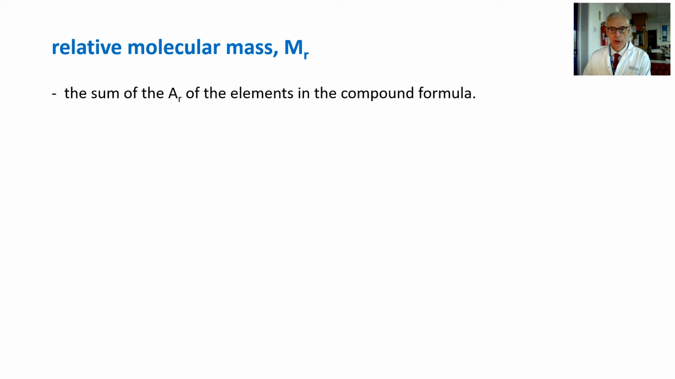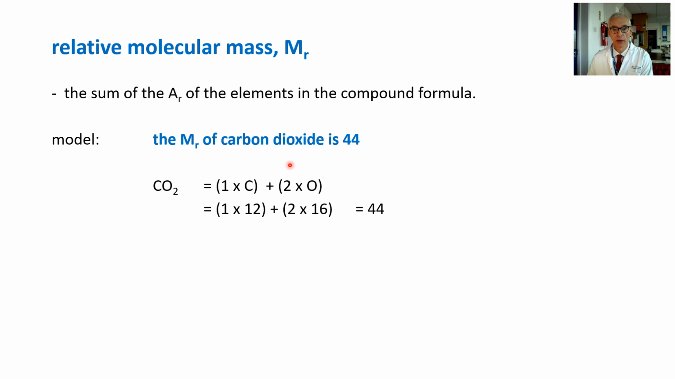So moving on to relative molecular mass, which is simply the sum of the relative atomic masses of the elements in the compound formula. So let's just do a couple of models. I'm sure you'll be familiar with this if you have done GCSE. So the relative molecular mass of carbon dioxide is 44. Where does that come from? Well, of course, we've got 1 carbon and 2 oxygens, so we take 12 as being the relative atomic mass of carbon and 16 for oxygen. 1 times 12 plus 2 times 16 is 44.